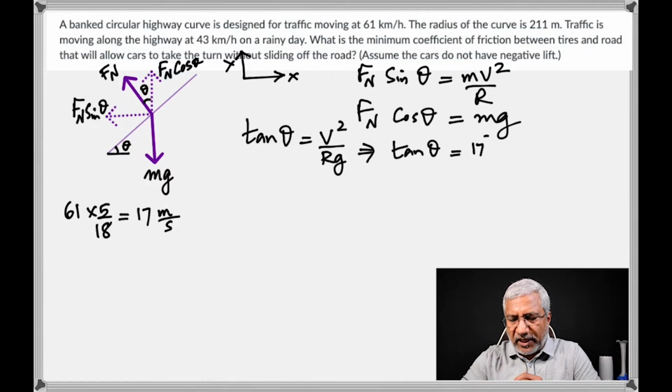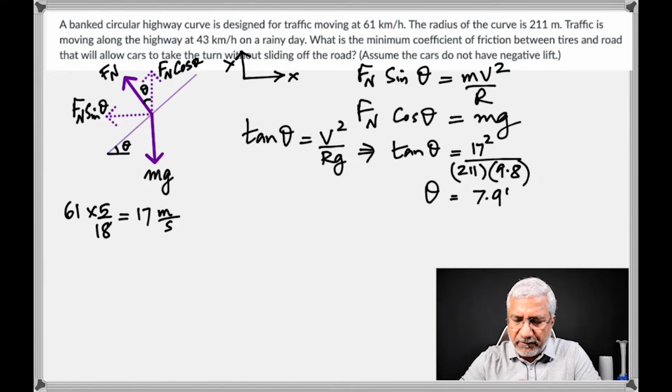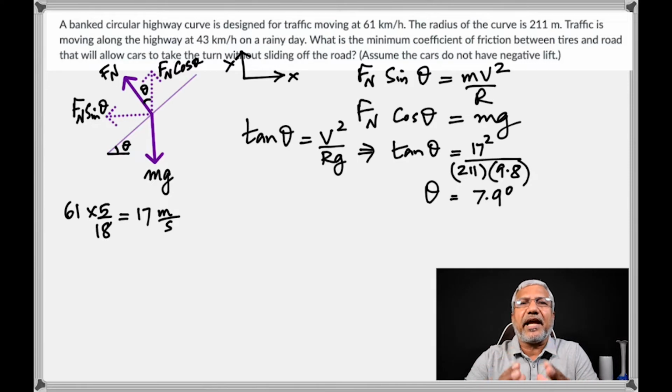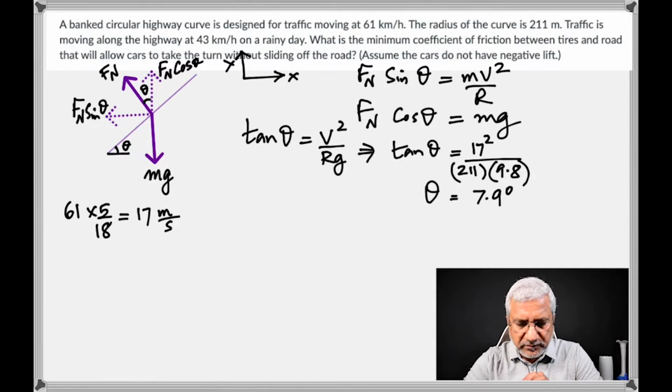So plug in that value, and the radius is 211 meters. Once you plug that in, times 9.8, and find tan theta, then take the inverse of that, we will be able to find theta as 7.9 degrees. So that is the angle of banking. That's how this road has been built.